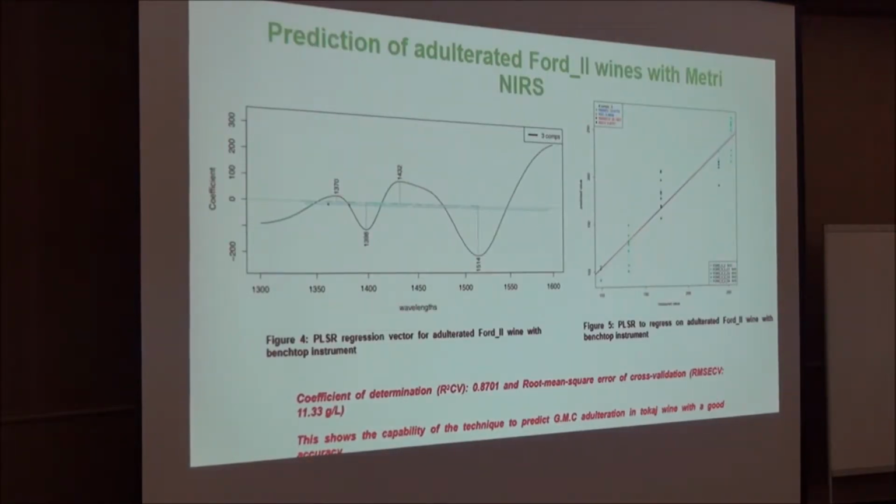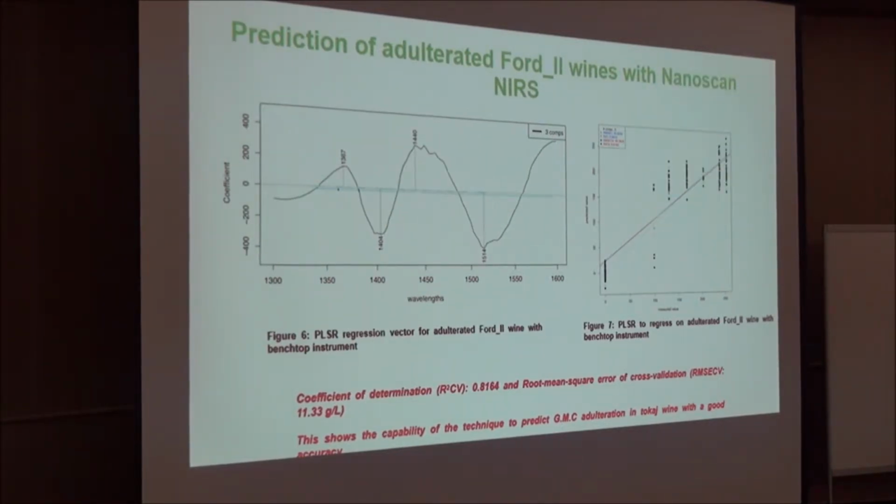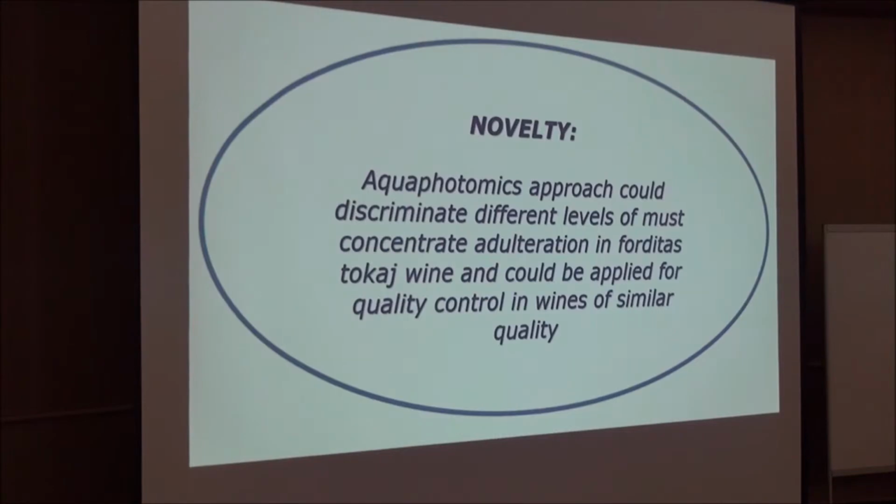We also arrived at a very good regression model with the coefficient of determination that was quite good enough to predict this form of adulteration with a good accuracy. We can also see from the regression vector the most important bands that were very crucial in determining this kind of adulteration with the aquaphotomic technique. Similarly, for the handheld device, we had quite similar results exactly.